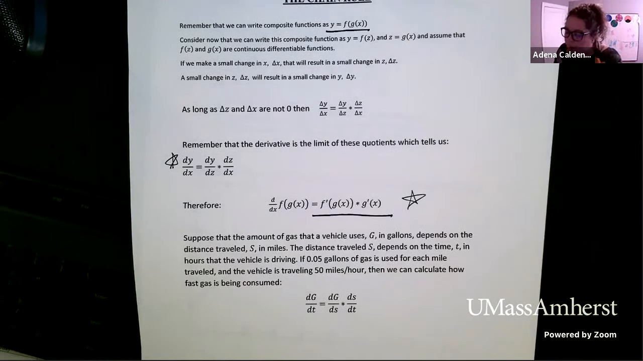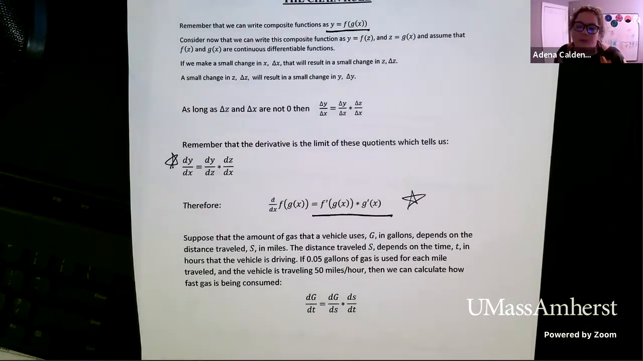We're not going to do anything out, but just to give you a sense of how this would be set up. Suppose the amount of gas that a vehicle uses, G, in gallons, depends on the distance traveled, S, in miles. So if you're going to drive 10 miles, you use a different amount of gas than if you drive 50 miles. The distance traveled, S, depends on time in hours that the vehicle is driving. How far you go depends on how long you've been driving. So distance also depends on time.